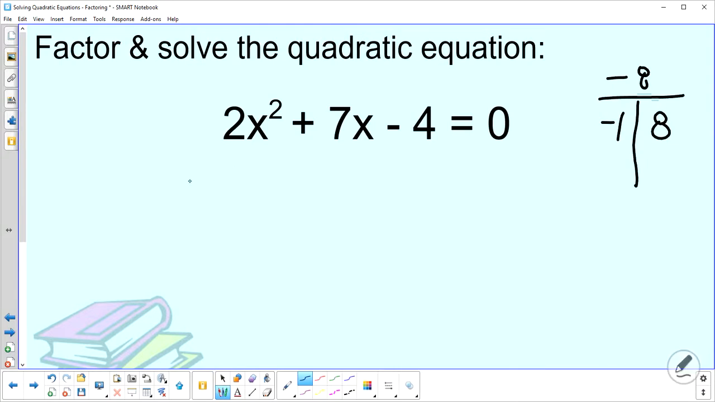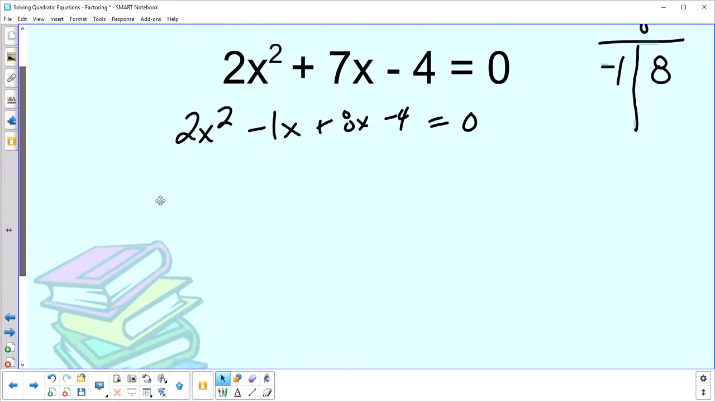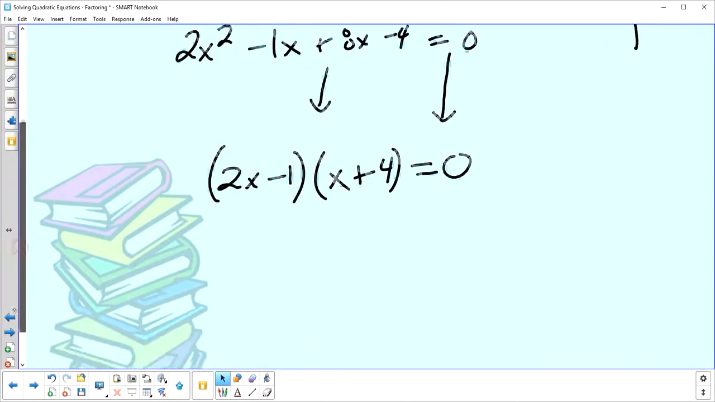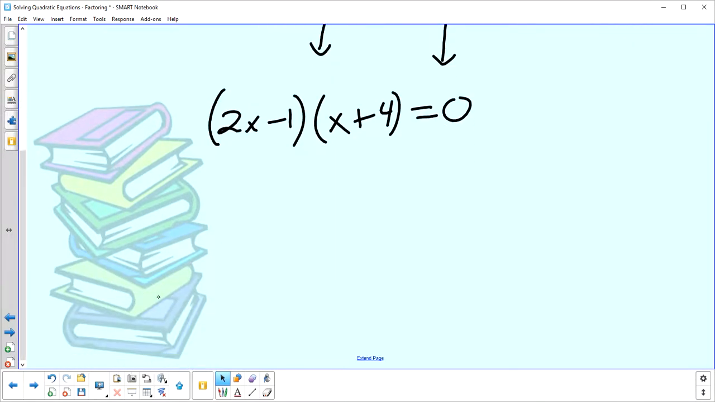Okay, now if I went through that whole process, 2x squared minus 1x plus 8x minus 4, and I did my factor by grouping, I'm going to jump ahead a little bit here to save time. But if I did factor by grouping, I'd have a couple more steps. I'd end up with 2 factors, 2x minus 1, and then the other one would be x plus 4, and I still, another big piece, need to make sure that I bring down that equals 0 piece. That's a big piece that we can't leave out. Here's where I'm now going to apply the zero product property.